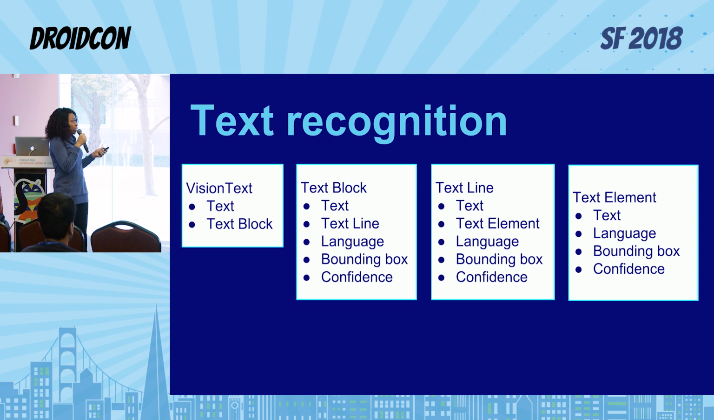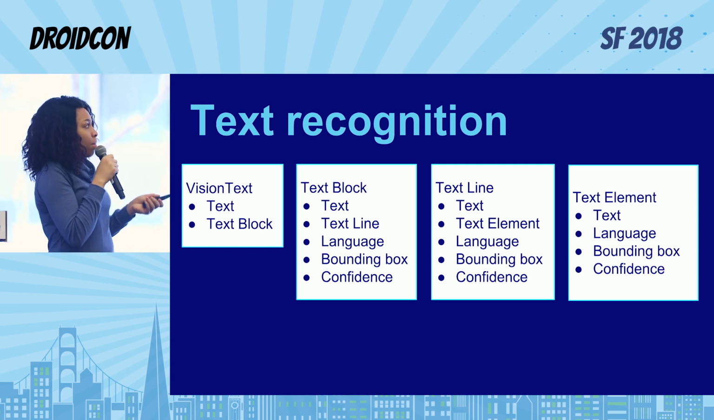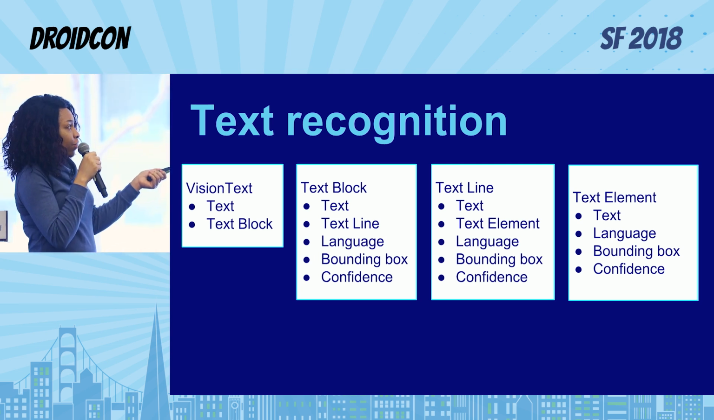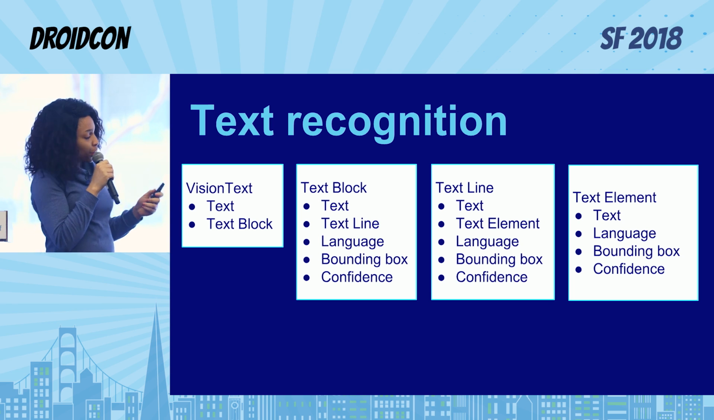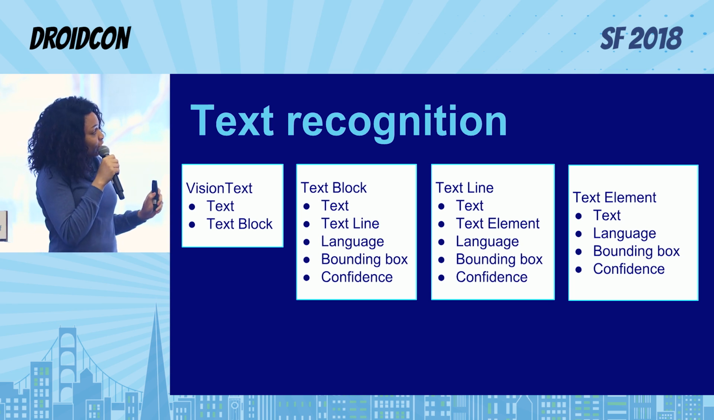So you don't really need to have text block if you don't want to, because text will tell you all the text that's in the image. But let's say you want to maybe highlight the text block or the text line or the individual text elements. You can do that just by iterating through the list of text blocks. So it depends on your use case and what you want to do. But you already have the text from the vision text. So that's pretty much it about text recognition.